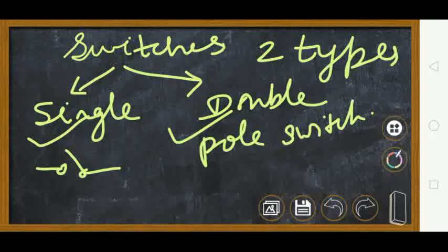Okay. Now single switch is very simple. One appliance is there. Every appliance has got a switch for it. That is a single switch. Now let us see where you are using the double pole switch.